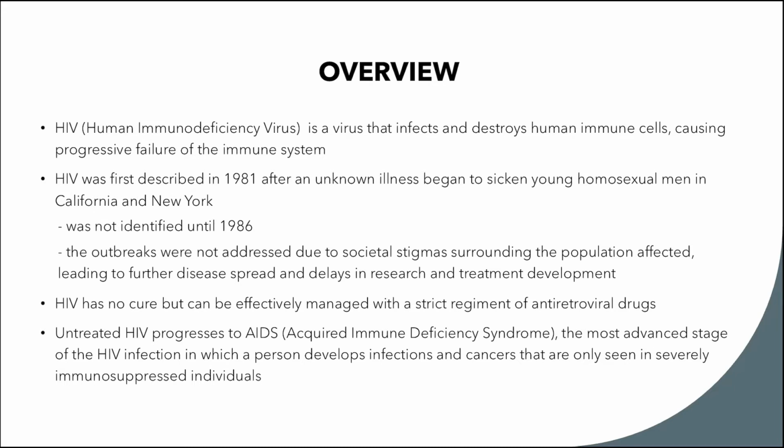So, unfortunately, we still do see the progression of HIV into AIDS, which is also called acquired immune deficiency syndrome. This is the most advanced stage of the HIV infection, in which a person develops infections and cancers that were only seen in severely immunosuppressed individuals. This is less common than it was due to effective antiretroviral drugs, but we still do see it in the clinical arena.